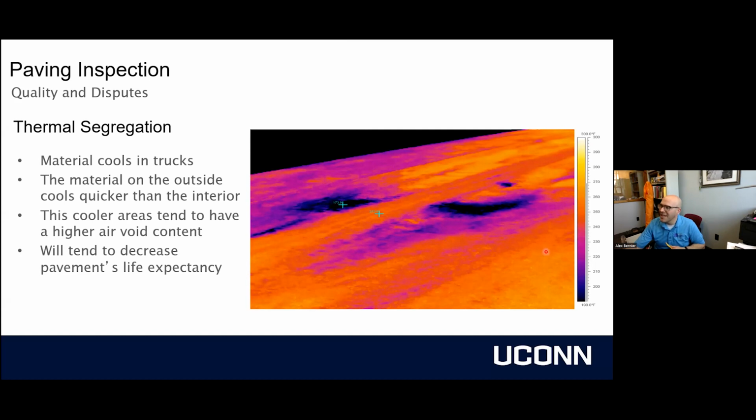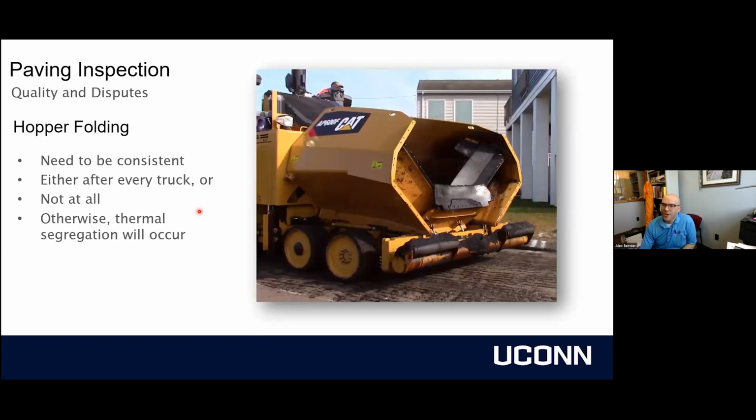What we're looking at here is a picture of a mat behind a paver using a thermal imaging camera. You can actually pick these up if you have a lot of money to waste. There's a lot of cool things that people do with thermal imaging cameras, not just in the paving realm, but they're a pretty cool tool. Thermal segregation, just like particle segregation, decreases the life of the pavement, and you're going to see higher air voids in there. Also, whenever you see particle segregation, you are also going to have thermal segregation.